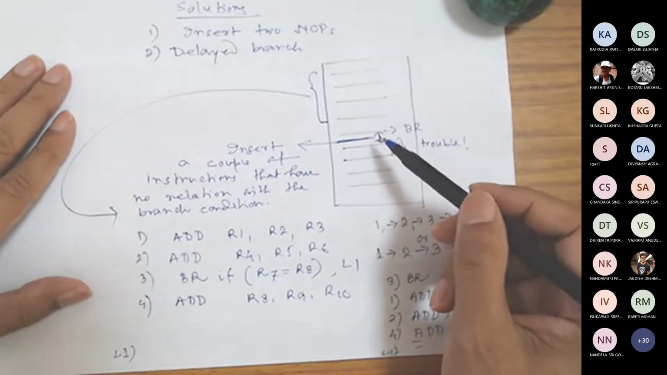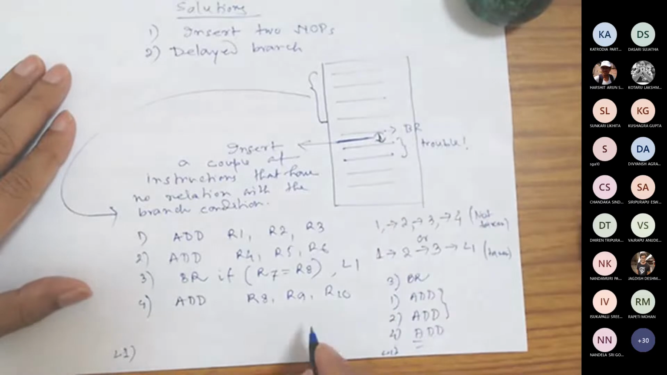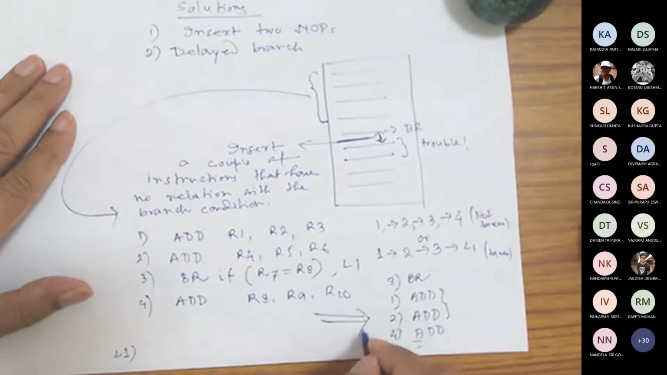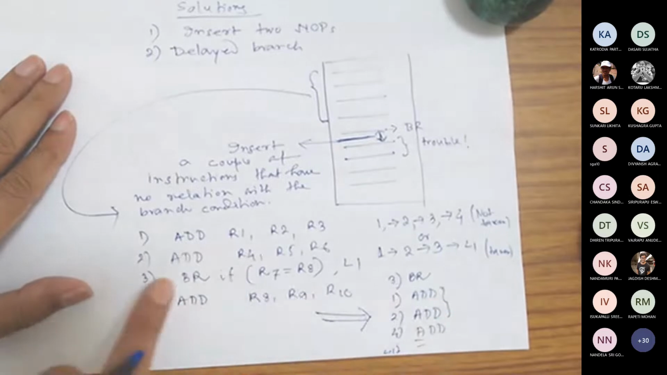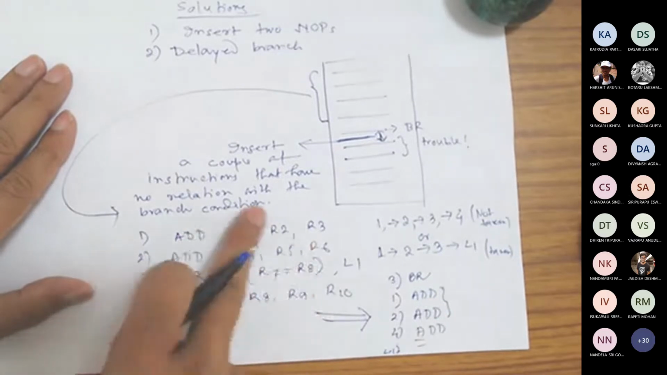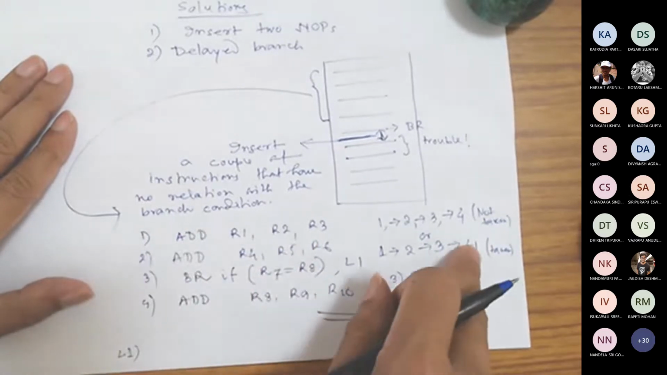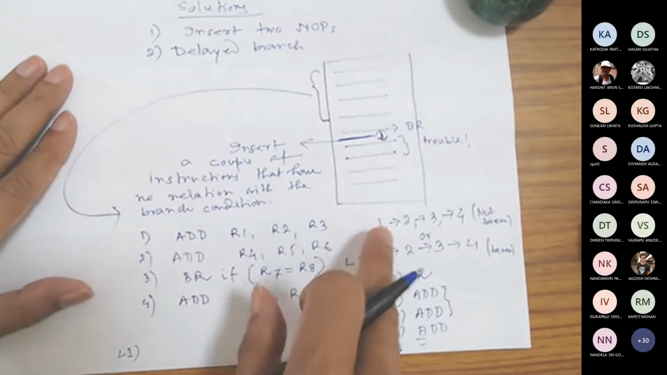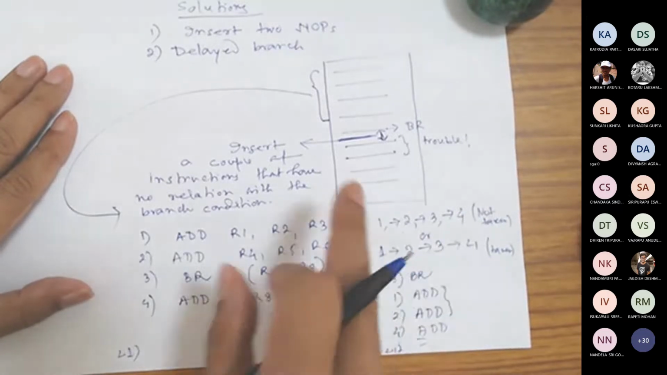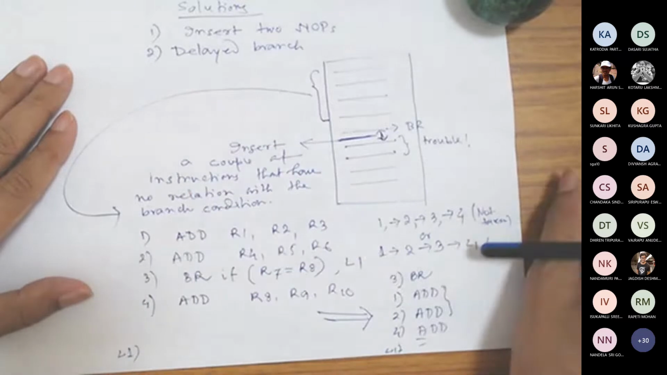So the compiler, so who does this transfer? This is a transfer of code from here to here. The organization, the sequence of code is from here to here. Who does it? Compiler transforms or transfers instructions before the branch to the delay slots.